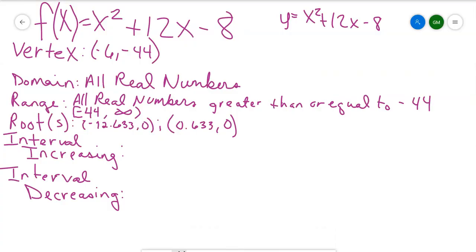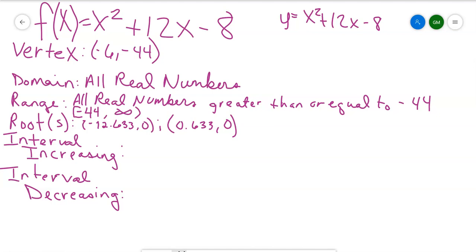All right, so it doesn't really matter which order you answer these two questions in. If it's positive, so it's smiling, so it opens up, I would do decreasing first and then increasing. If it opens downward, like a frown, then I would personally do increasing and then decreasing, just from left to right, whichever is easier.